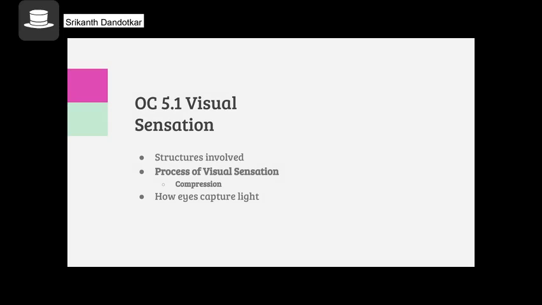Now that we talked about the basics of the structures involved in visual sensation, which includes the eye and the visual pathway and the brain, now let's try to understand the process of visual sensation. In other words, not how, but once the information is captured by the retina, what happens to this information? Then we'll talk about how actually eyes capture information.